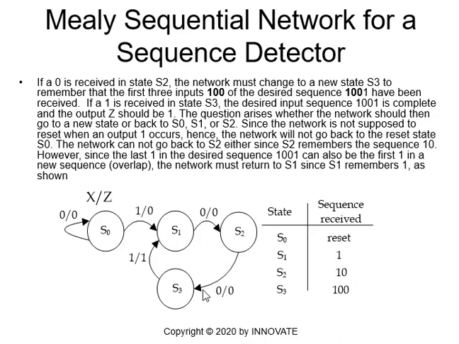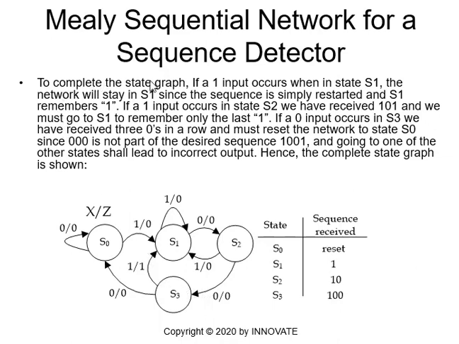Okay, so we have to finish the graph by doing the following. To complete the state graph, if a 1 input occurs in state S1, the network will stay in S1 since the sequence is simply restarted and S1 remembers 1. So if I receive, for instance, multiple ones, 1, 1, 1, 1, 1, 1, I will stay in S1 to remember the first bit of the sequence 1001 because S1 remembers 1. Now, if a 1 input occurs in S2, where do we go? I received 1, 0, 1. The 1, 0 will have no value because I will remember the last 1, so I have to go back to S1. If we received 1, 0, 1, we must go back to S1 to remember the last 1.